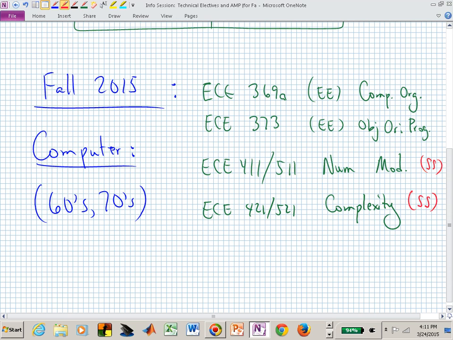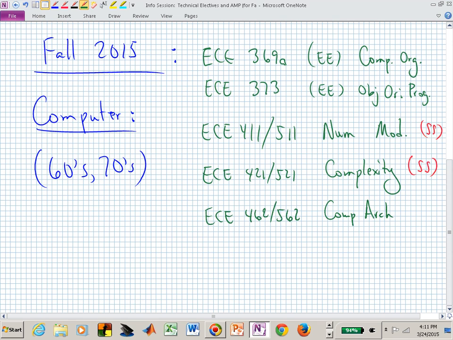And now you learn how to deal with complex systems in terms of simulation and modeling. And that could also be a signals and systems type class. Another class that is planned is 462, 562. This is the computer architecture class. So that would follow immediately from 369A if you really are liking 369A now, or you have.